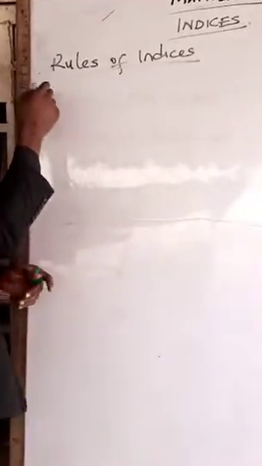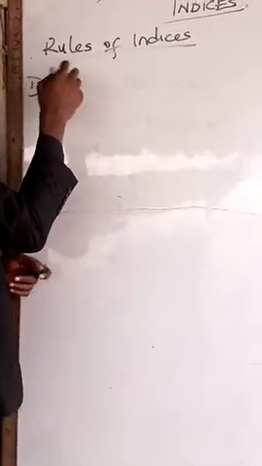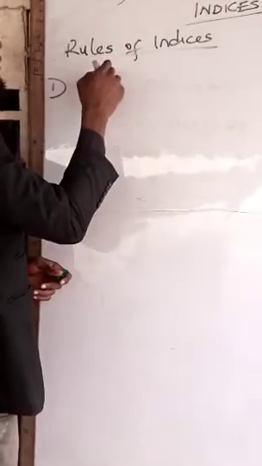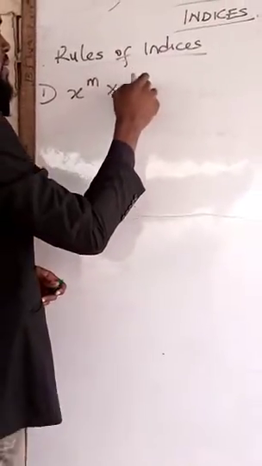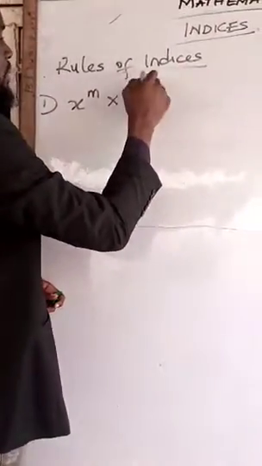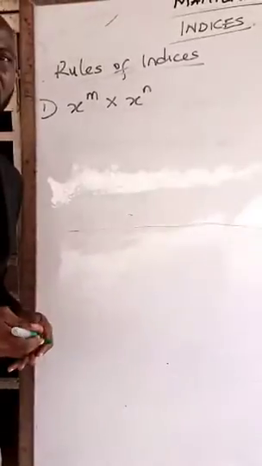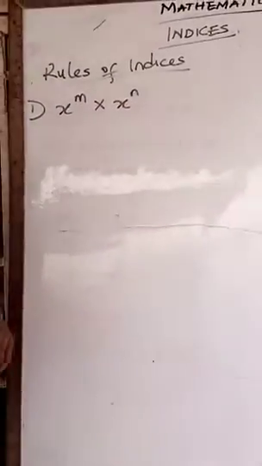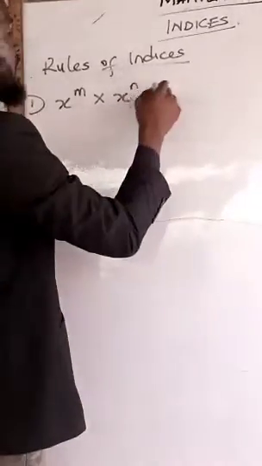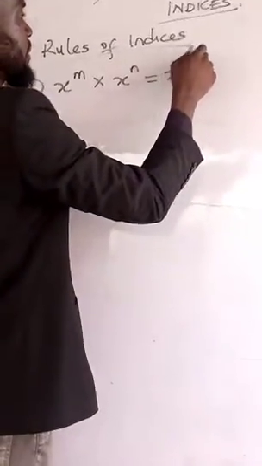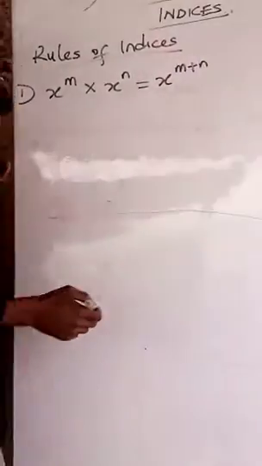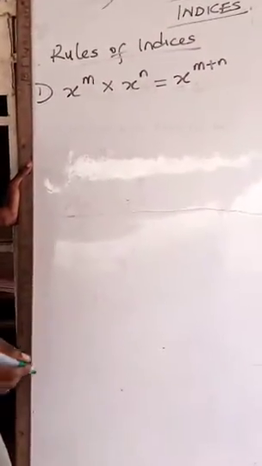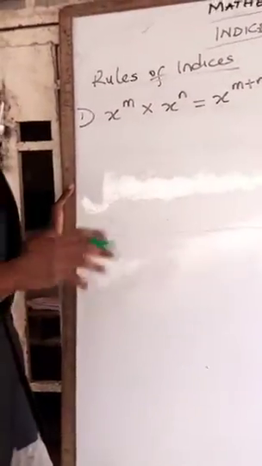Now in no particular order, the first rule is saying if we have two index multiplying each other, and you notice that the base are the same, the rule says take one of the base, then you add the powers together.